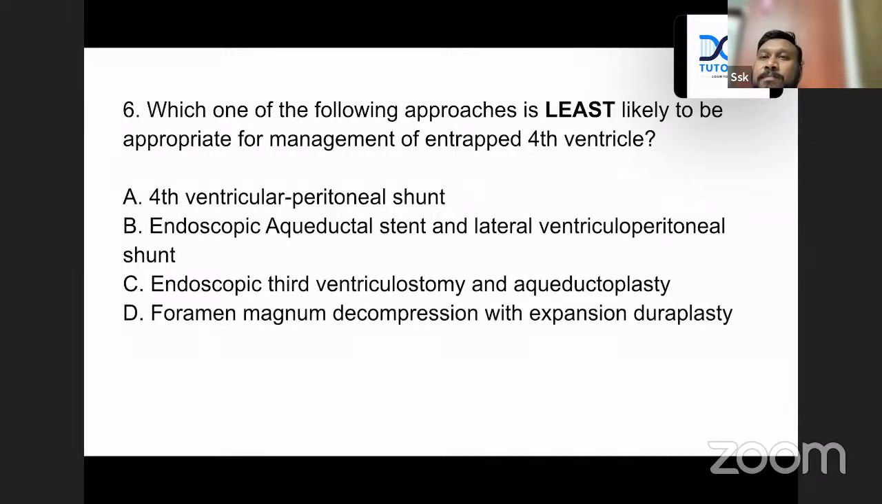In that scenario, which among the following is the least likely appropriate for management? A fourth ventriculoperitoneal shunt can be done. Though it is difficult, it can be done. Endoscopic aqueductal stenting, which is the treatment of choice in the present scenario, and a lateral ventriculoperitoneal shunting can be done. Or you can do an endoscopic third ventriculostomy and do an aqueductoplasty, that is, you dilate the cerebral aqueduct. That is one way to do it.